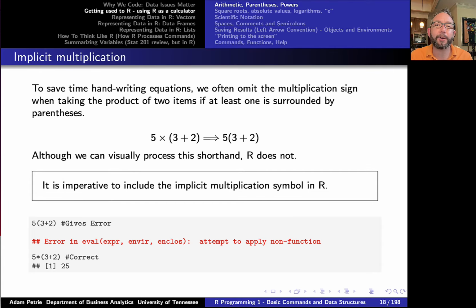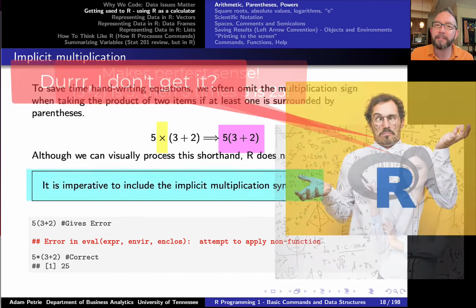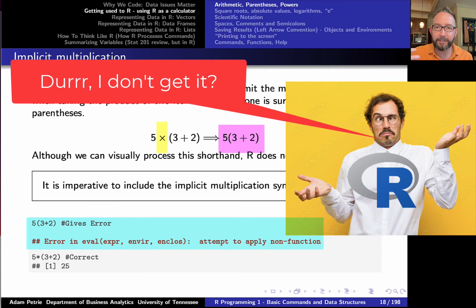Now, one thing we want to be aware of when we're using R as a calculator is the multiplication symbol, because very often as shorthand, mathematicians write products without necessarily writing the multiplication symbol, 5 times the quantity 3 plus 2. Now, R is not smart enough to follow that heuristic, that convention that mathematicians carry with us. If we do need to multiply things together, we have to have that multiplication symbol. Otherwise, R doesn't know what's going on.